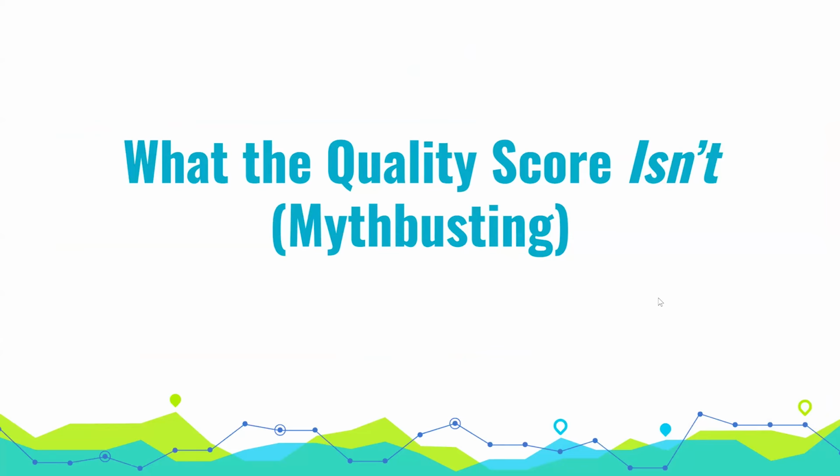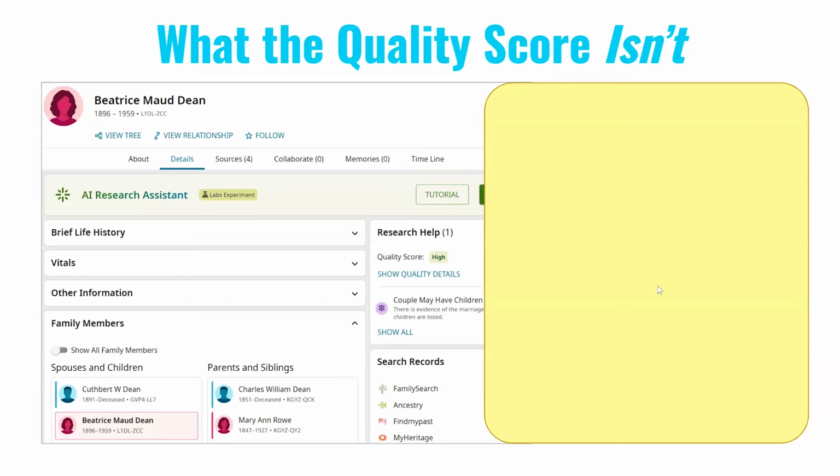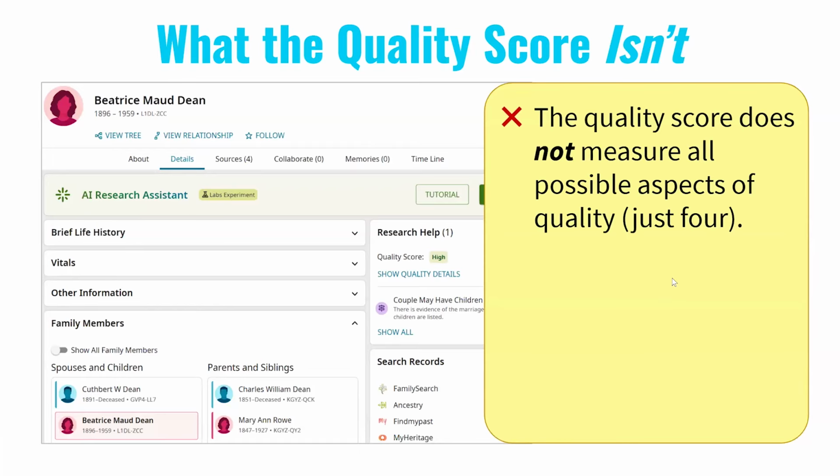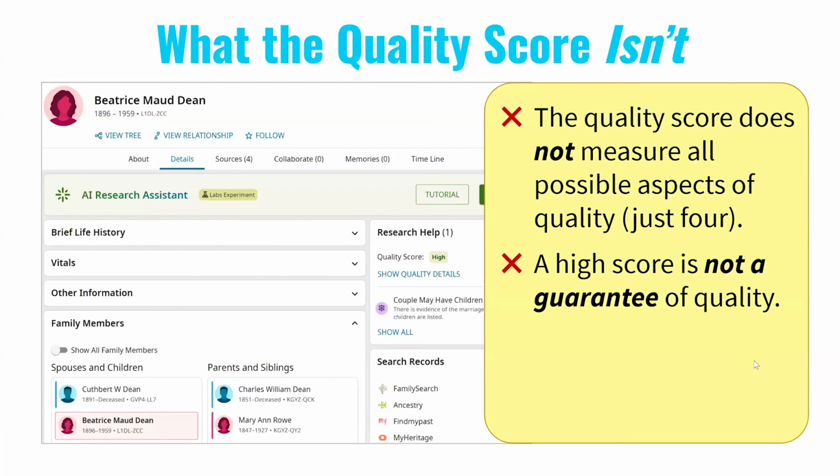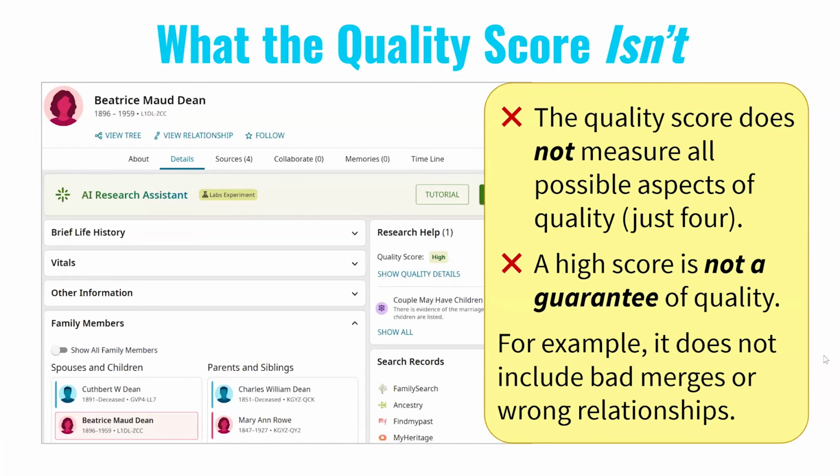Okay, let's do some myth busting. What is the quality score not? I felt that this was important to say because I've seen these misconceptions floating around. The quality score does not measure all possible aspects of quality. Right now, it just measures those four that we talked about. And a high score is not a guarantee of perfect quality. For example, the quality score does not measure whether bad merges have been done on this person. It doesn't measure if there are some wrong relationships.